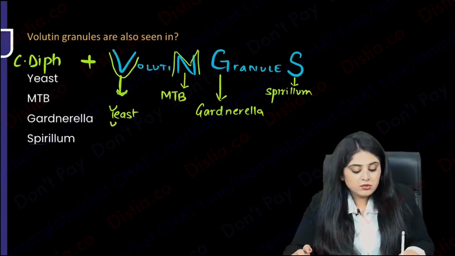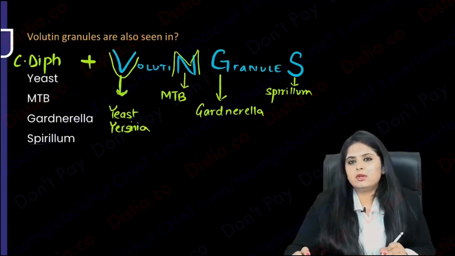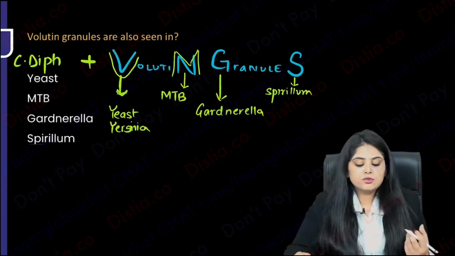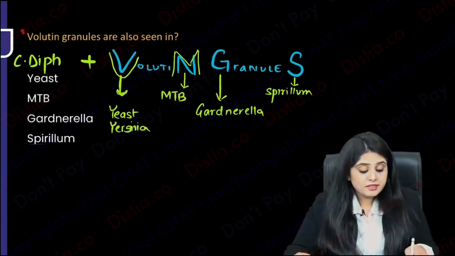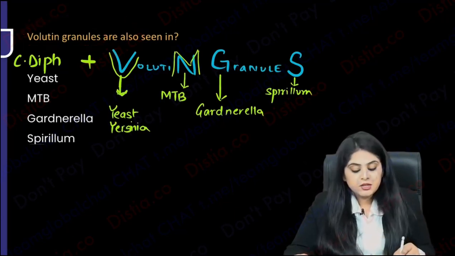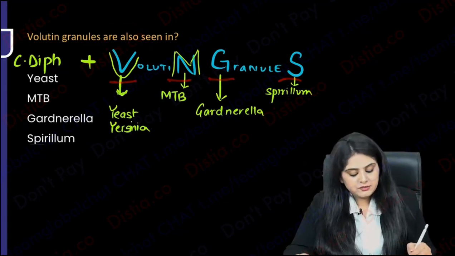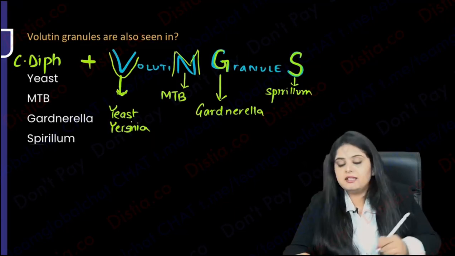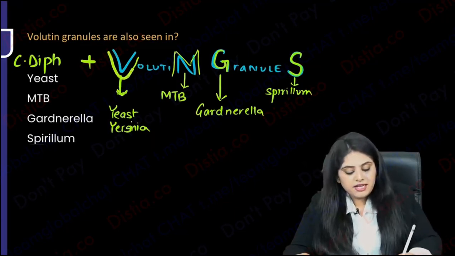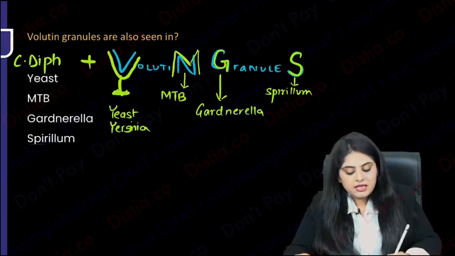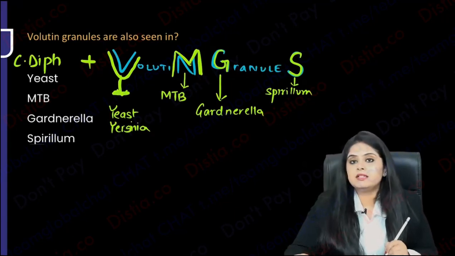For that matter, I've also seen that Yersinia can also show you these volutin granules. So we can add another Y as well, okay? So that is how I have learned it. I try to make these small mnemonics, but I try my best that the mnemonic should come from the name. Otherwise, ABCD gets all messed up in the paper. So volutin granules: G is for Gardnerella, S is for Spirillum, V we make a Y that helps with yeast and Yersinia, and N we make an M, and that helps with Mycobacterium TB.